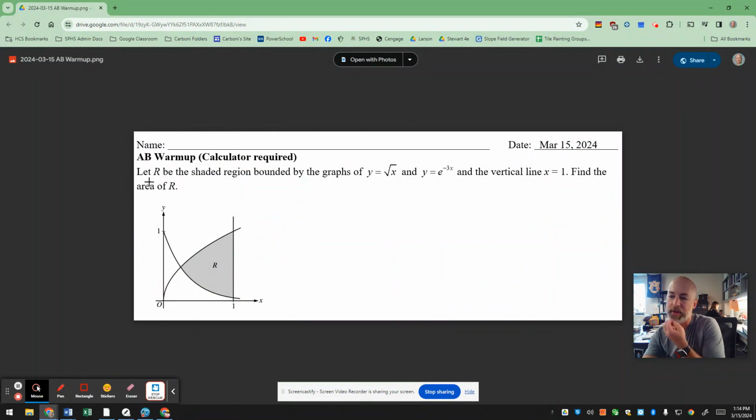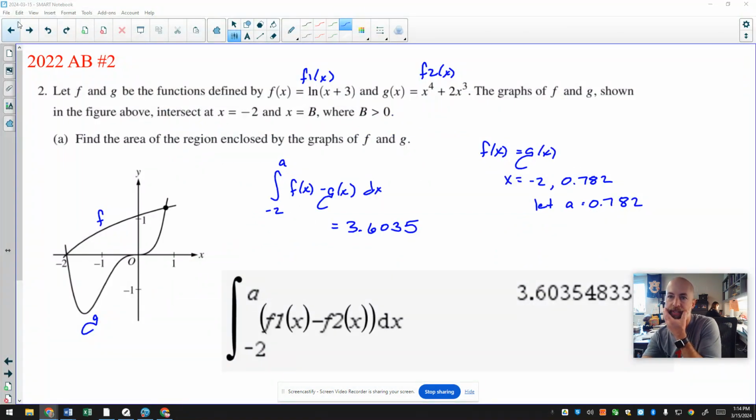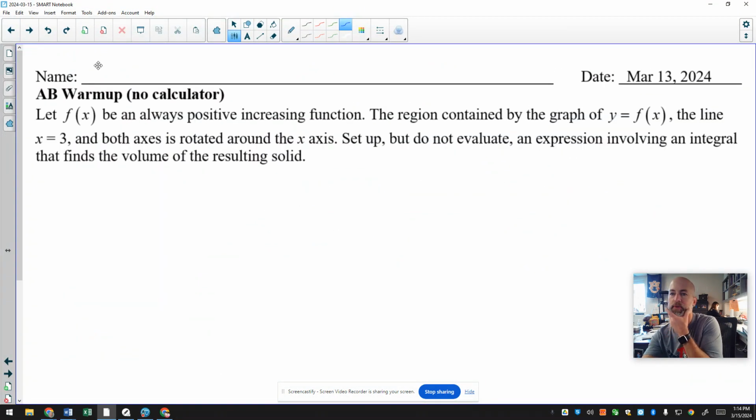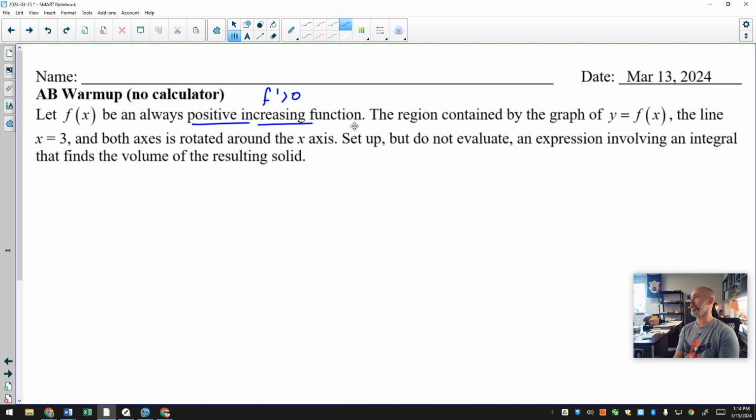Let's talk about some other warm-ups. We'll come back and talk about that problem in a minute. Let's talk about the one from Thursday. This is Wednesday. Okay, so F is always positive and increasing. I'm sure every single one of you wrote down F prime is positive as soon as you saw that F was increasing, because that is a true statement, right? Your brain needs to go there. If you thought about it, that's good. If you didn't think about it, no big deal, because it doesn't matter in this problem.